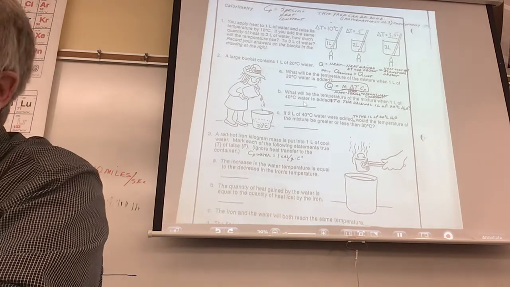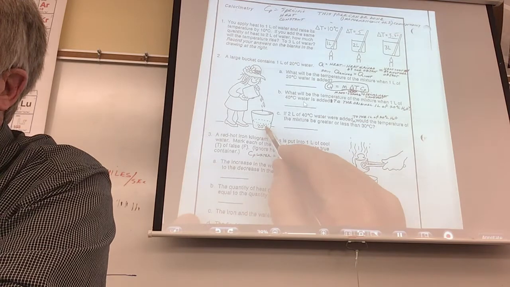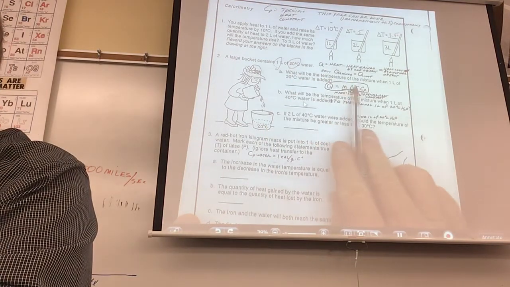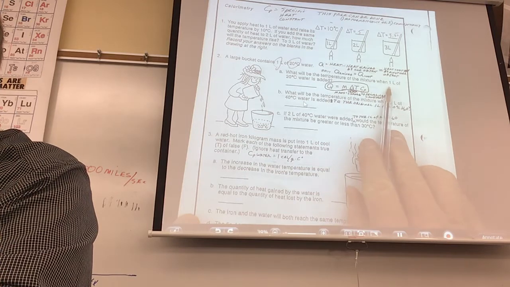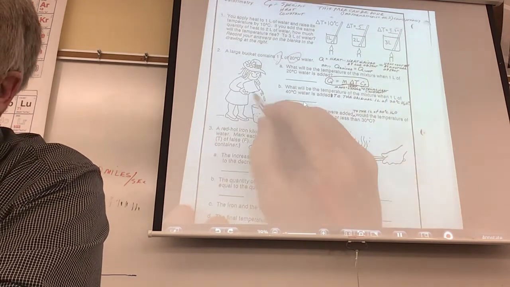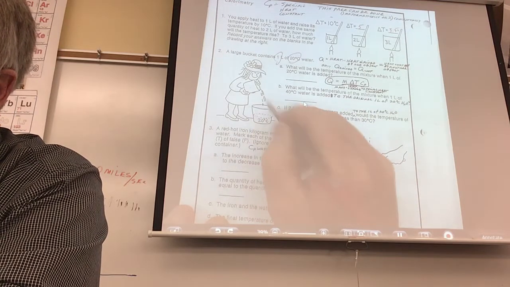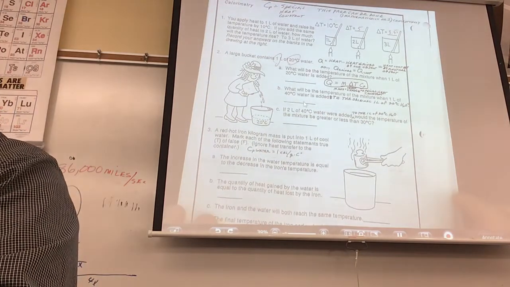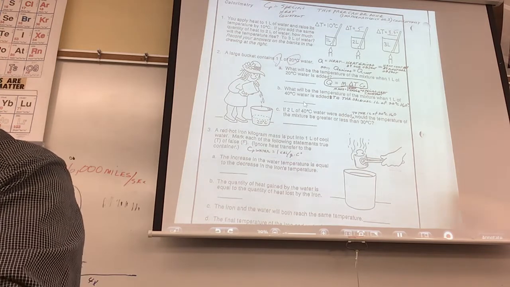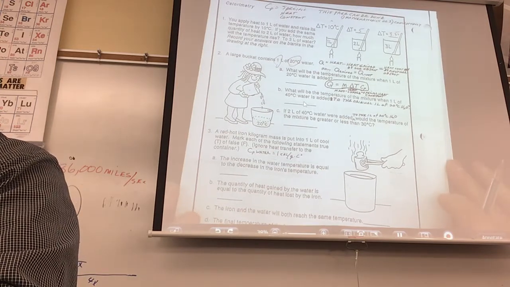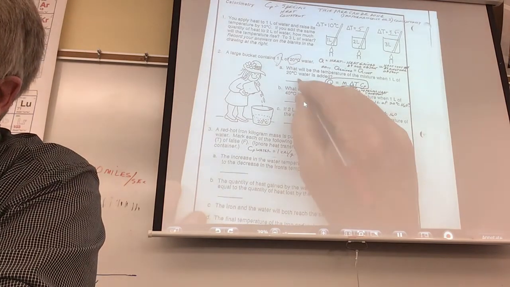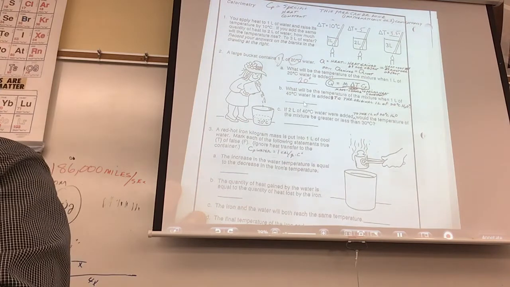It says here, a large bucket contains 1 liter of 20-degree water. What will the temperature of the mixture be if I pour a liter of 20-degree water into that? So if I have another liter of water at 20 degrees and I pour it in that, everybody in the room who's alive will know the answer to this one. All right, Ryan, what do you think? 20. That was easy, wasn't it?